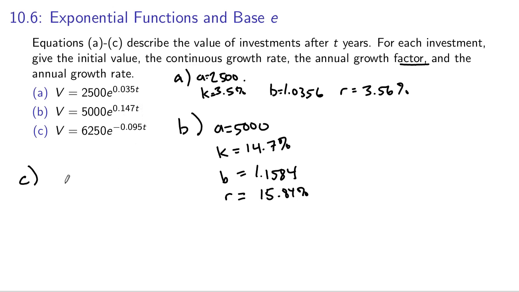C, 6,250 is our initial value A. K, in this case we are always talking about growth, so our continuous growth is negative 9.5%.